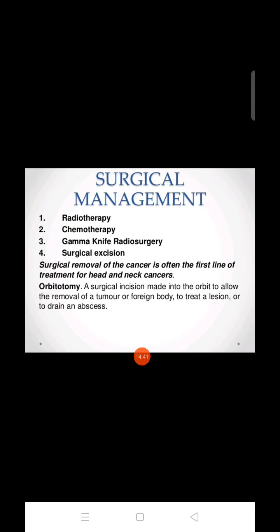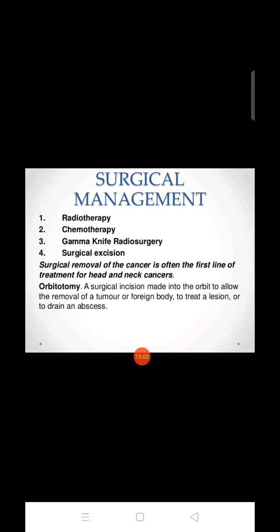What can be the surgical management? As we know, for cancer there is radiation therapy, chemotherapy, gamma knife radiosurgery, and surgical excision of the tumor. Surgical removal of cancer is often the first line of treatment for head and neck cancers.